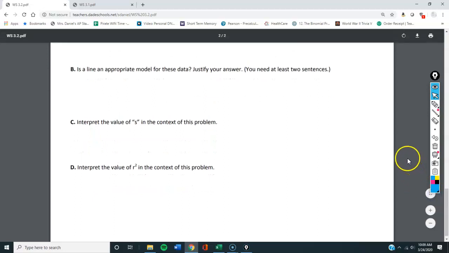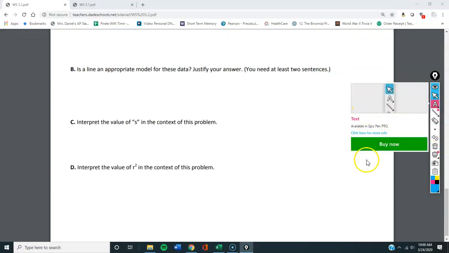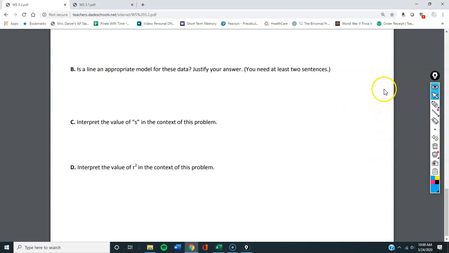What does S mean? Wait, I have a keyboard. I'm going to type it. That's only available in Pro. I ain't got Pro. They offered me a deal, but it's not working.